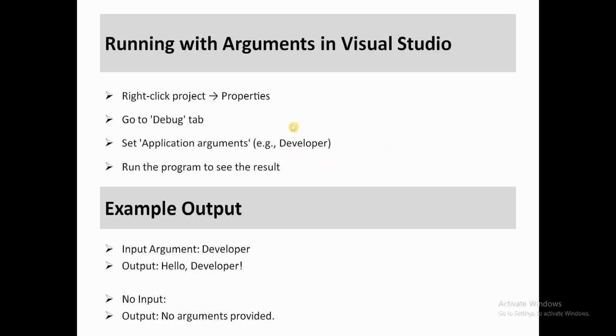So here is the format. If we want to change the command line arguments, in project properties you can see the debug tab and then application arguments. We can put any kind of values, developers, programming, C#, and run the project and see the result. So here is the output. If the input argument is developer, the output is hello developer. Hello comes from the Console.WriteLine method, and developer is coming from the arguments, from the parameters. And if there is no input, then it shows no arguments provided.